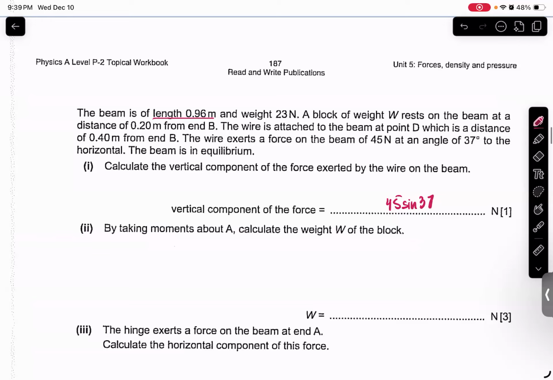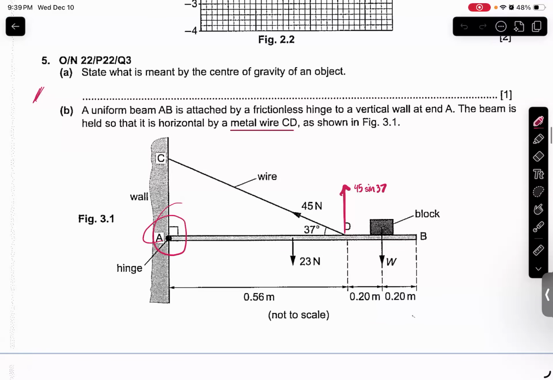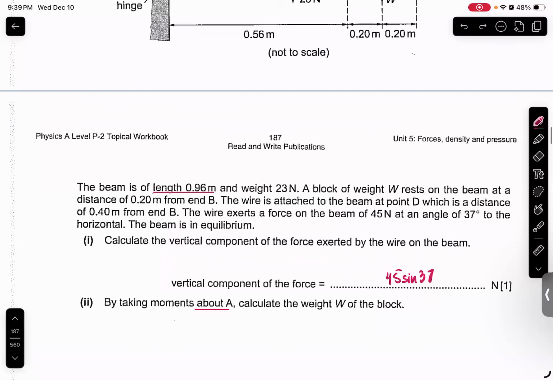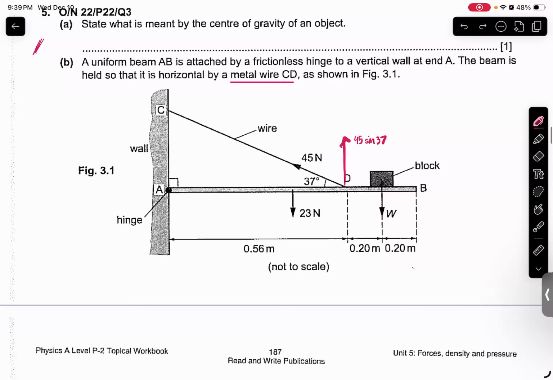By taking moments about A, calculate the weight W of the block. About A, so this is the pivot. Calculate the weight W of this block. Now, how do we even solve this question? First of all, try to understand.